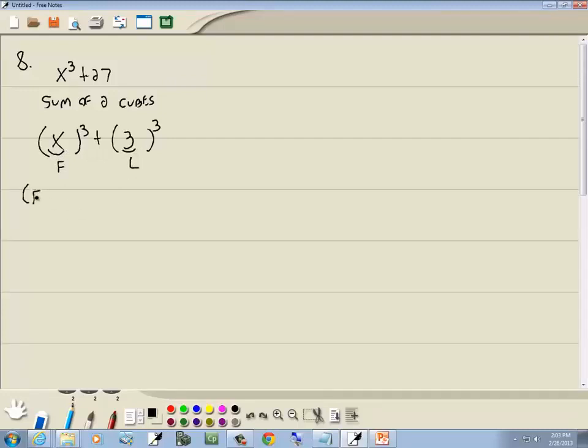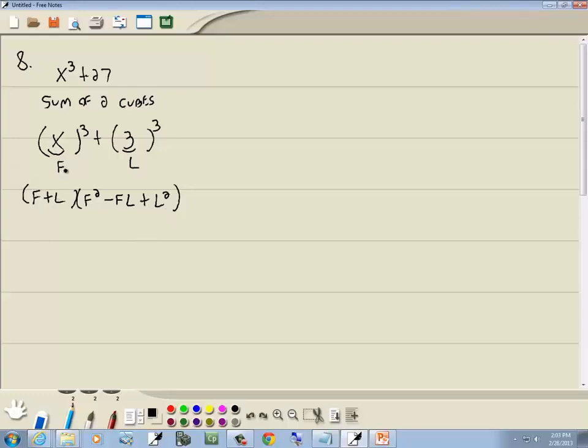And our formula says F plus L times F squared minus FL plus L squared. I messed up my sign. Now let me double check that. I was thinking about food. I smell some kind of good food in the house, and it's derailing me. Okay, that's right.